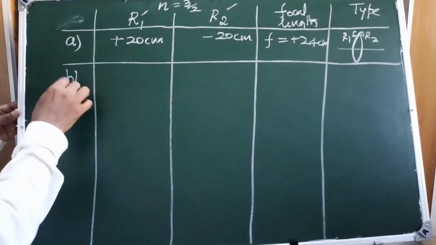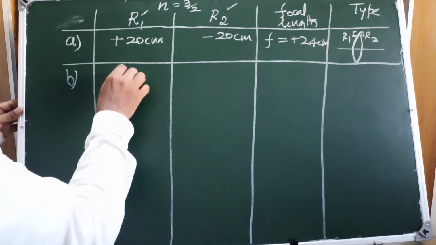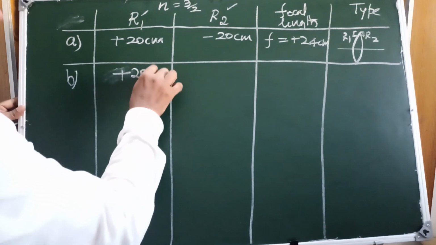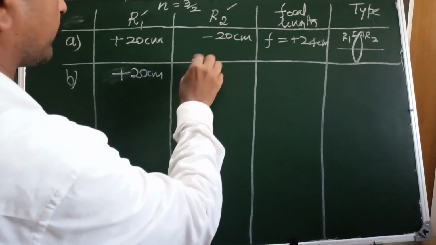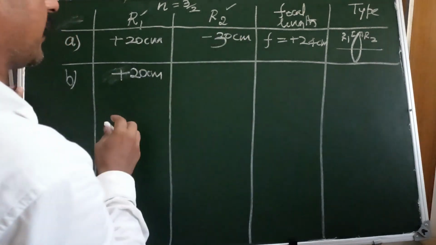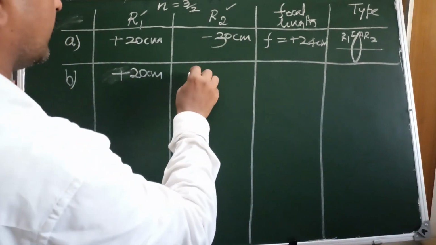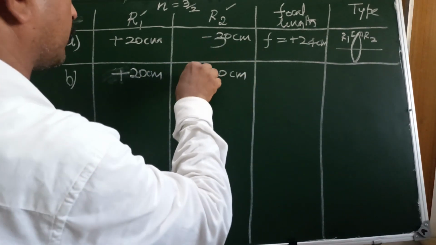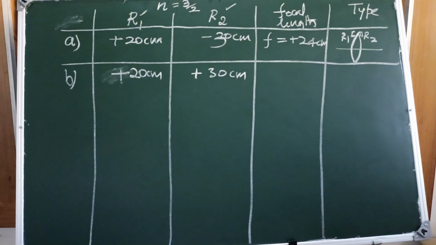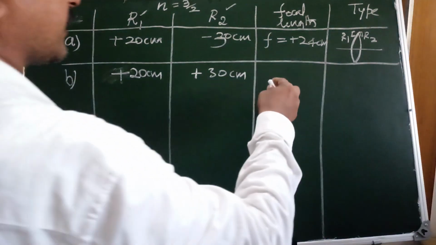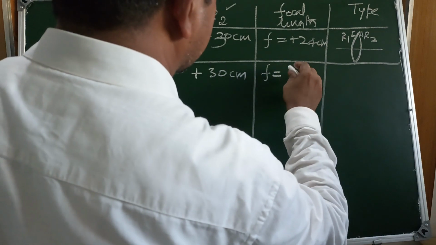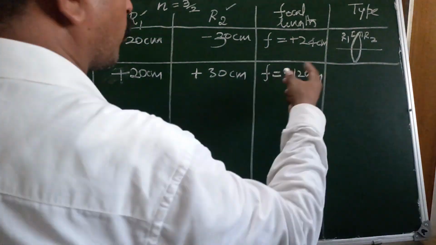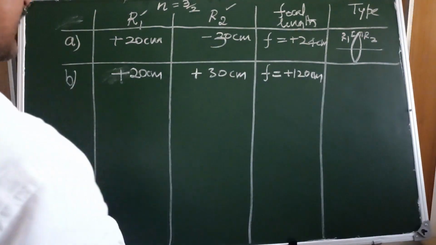The second type of lens: R1 is plus 20 centimeter, and R2 we have taken as 30 centimeter. Here R1 positive, R2 positive, both we take positive. Then we got the focal length f as plus 120 centimeter. That indicates that no doubt it is a convex lens, a converging lens.